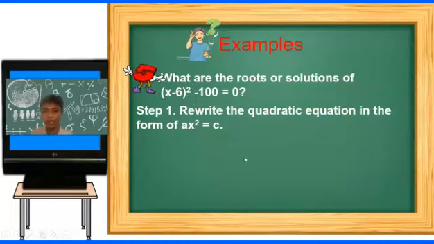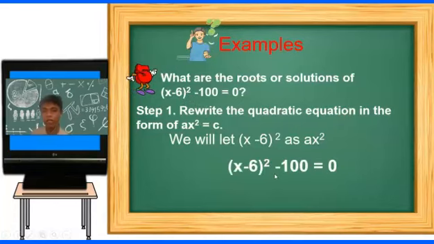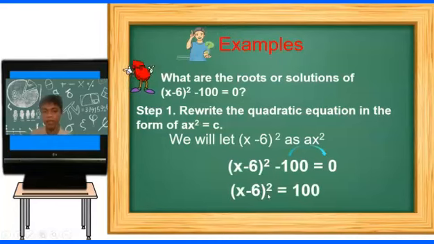Kaya ganito gagawin natin. We will let quantity x minus 6 squared as ax squared. So, bali itong quantity x minus 6 squared, gagawin natin siyang ax squared. So, our equation now is quantity x minus 6 squared is equal to 100. Basta lagi ang constant term, ilalagay nyo sa right side. Okay? Kung naintindihan, proceed tayo sa step 2.